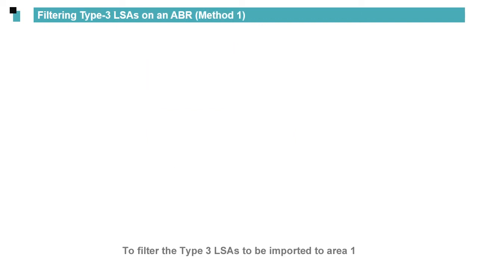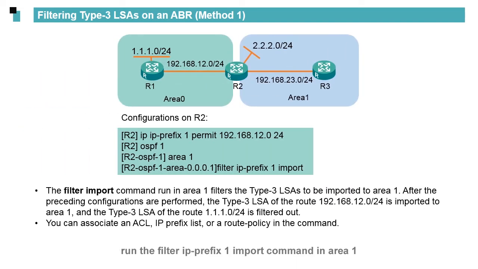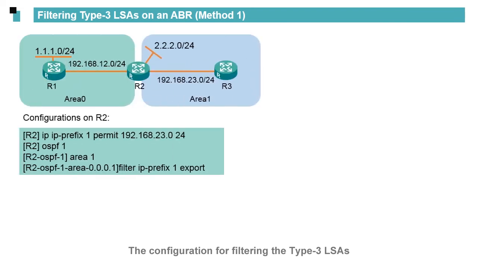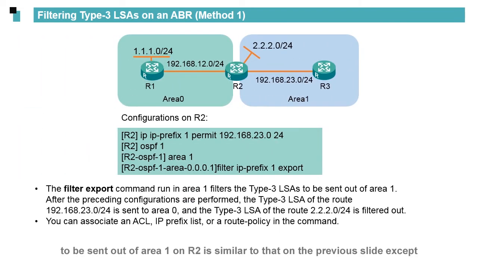To filter the Type 3 LSAs to be imported to Area 1, run the filter IP prefix 1 import command in Area 1. Only the routes that match the specified IP prefix list are imported to Area 1. After the configurations shown on this slide are performed, the Type 3 LSA of the route 192.168.12.0/24 is imported to Area 1, and the Type 3 LSA of the route 1.1.1.0/24 is filtered out.